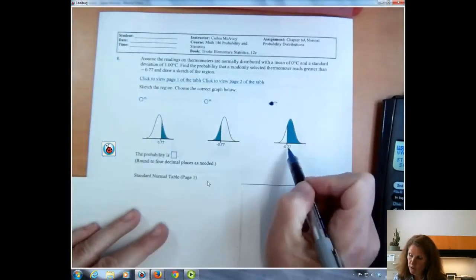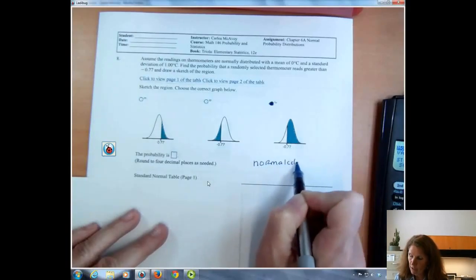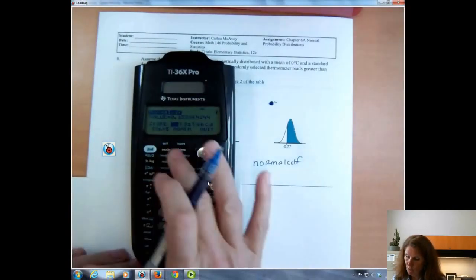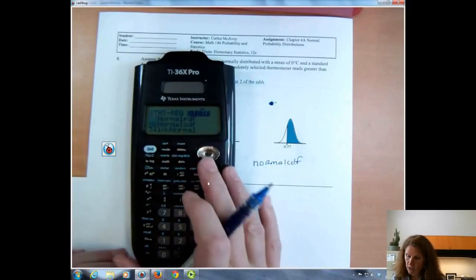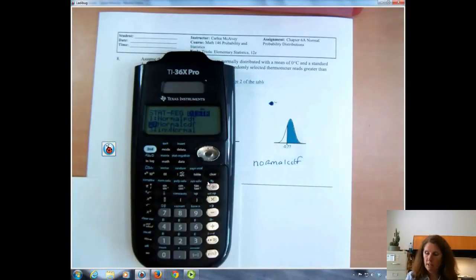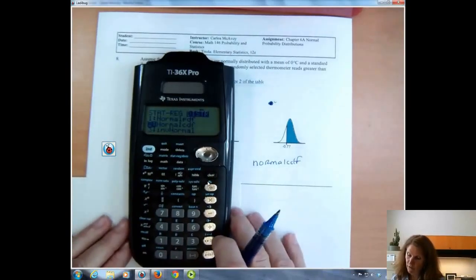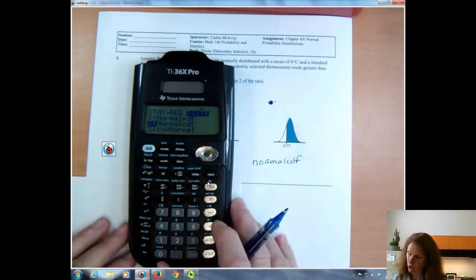Well, we know the z-score. We want to find the probability. That's a normal CDF problem. We know the z-score, then it's normal. So I'm going to do second function quit, second function distribution. Probably I could have just done second function distribution instead of quitting and whatever. You'll be faster and better with your calculator. You're probably younger and just better with technology in general.